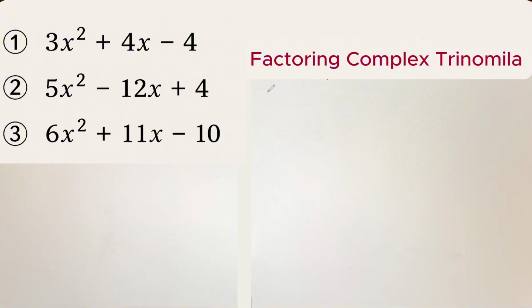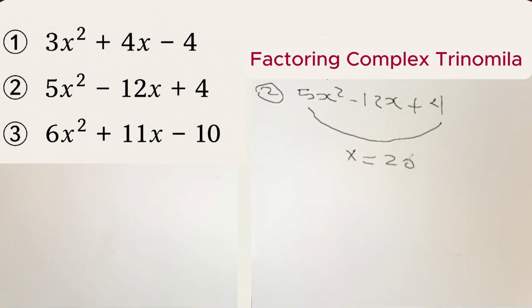So here's the second example. 5x squared minus 12x plus 4. Again, we multiply the 5 and the 4. 5 times positive 4 multiplies to give me 20, and it adds to give me the middle number by the x, which is negative 12. The two numbers are negative 10 and negative 2, because negative 2 times negative 10 gives positive 20, and negative 2 plus negative 10 gives negative 12.